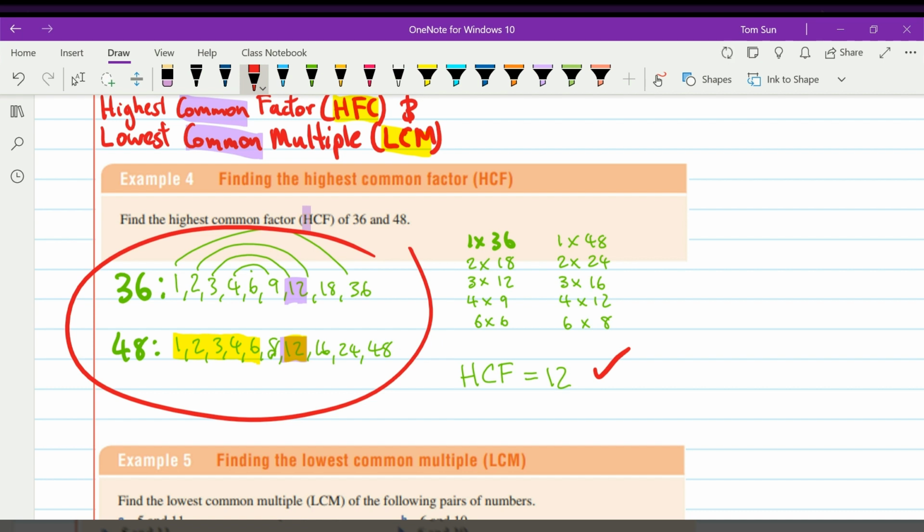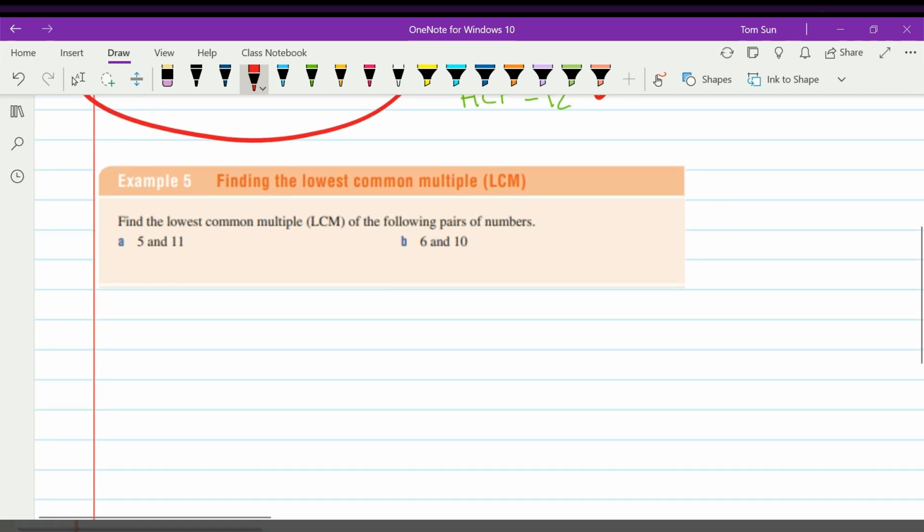All you do is list out all the factors of each number, and then at the end, find the common factor that is the highest out of all of them. Okay, that's how you find highest common factor. Let's figure out how to find lowest common multiple.